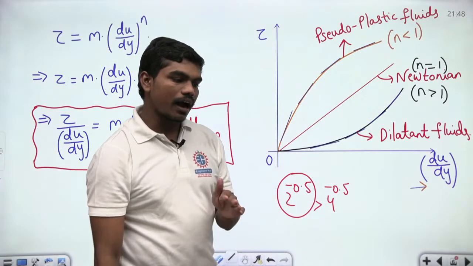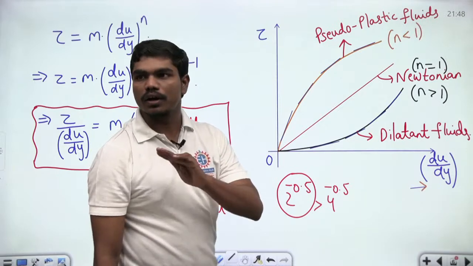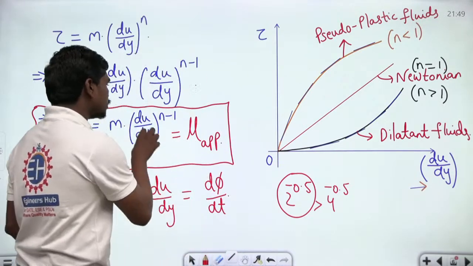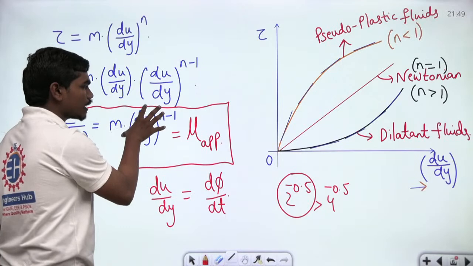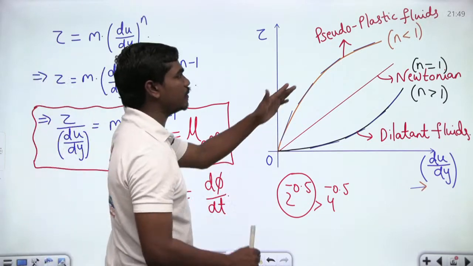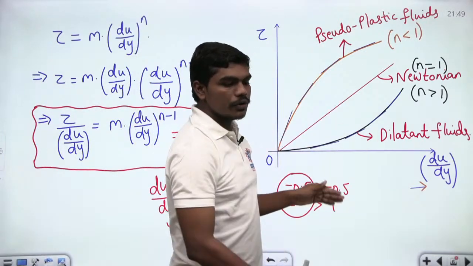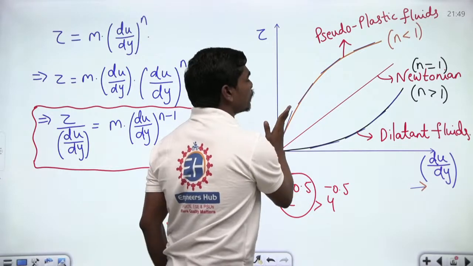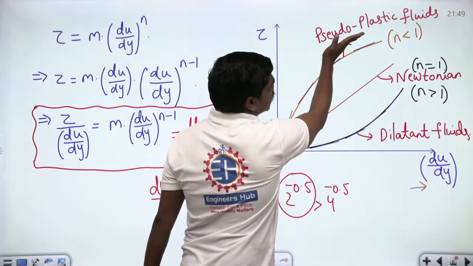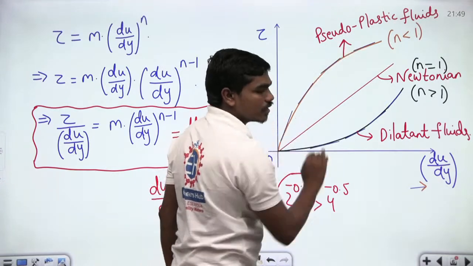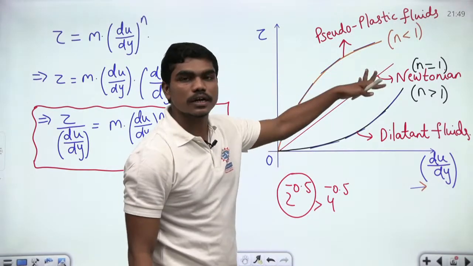How is n less than 1 and n greater than 1 plotted? Look, when n is less than 1, as your du by dy increases, this complete value keeps on decreasing, which is nothing but the slope should keep on decreasing. So you need to draw a curve which has a high slope initially, but as it passes on, its slope should decrease, meaning the curve should get flattened. Okay, so that's how we have plotted these two curves on this diagram.